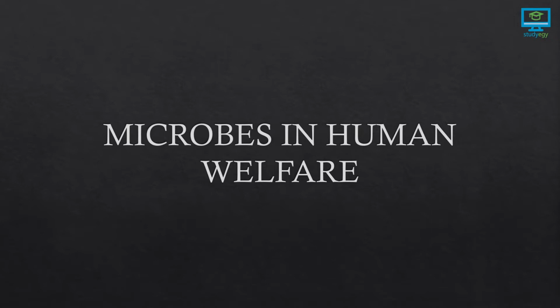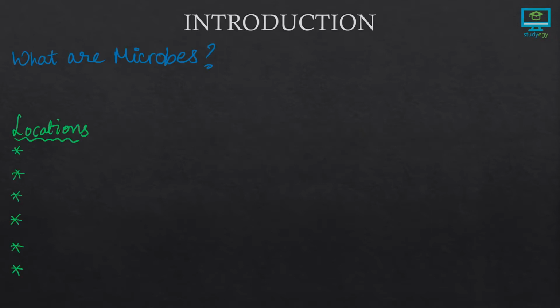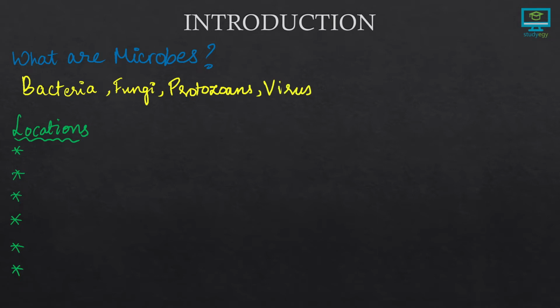Today we are going to be completing the chapter Microbes in Welfare. Let's begin. So what are actually microbes? What type of organism comes under microbes? Bacteria, fungi, protozoans, viruses, viroids, prions. So these are the organisms which come under microbes.